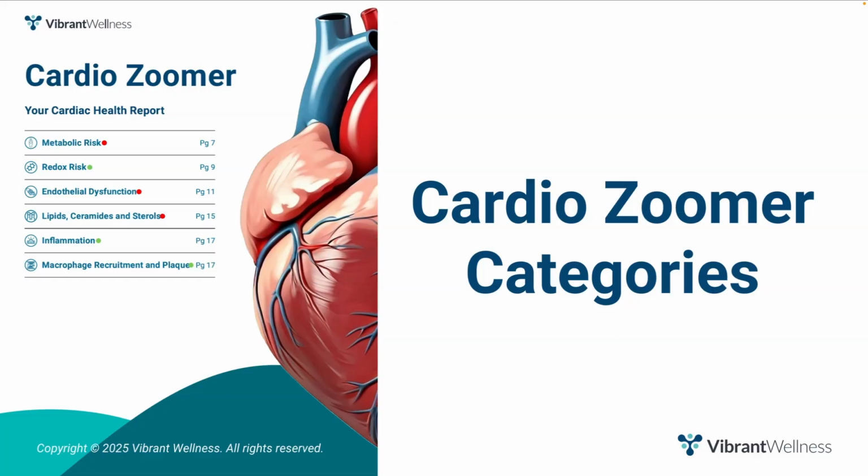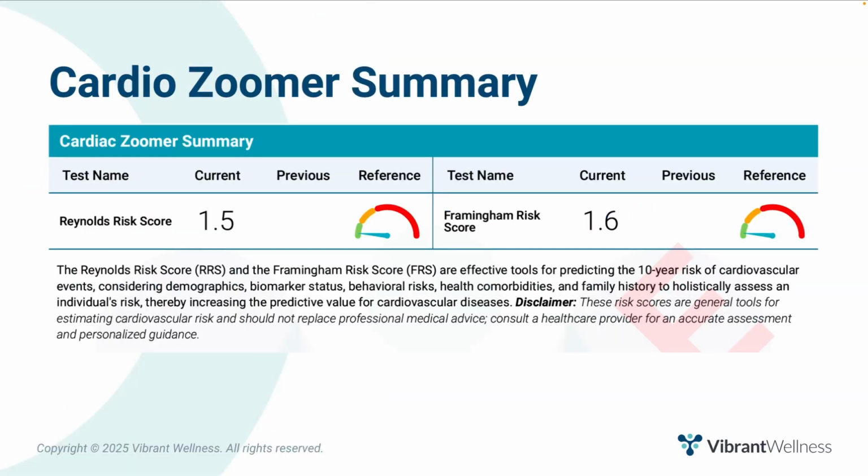The Cardio-Zoomer includes 6 categories listed on the table of contents: metabolic risk, redox risk, endothelial dysfunction, lipids, ceramides, and sterols, inflammation, and macrophage recruitment and plaque. However, the test begins with the Cardio-Zoomer summary, which includes 2 risk scores, the Reynolds risk score and the Framingham risk score. The Reynolds risk score and the Framingham risk score are effective tools for predicting the 10-year risk of cardiovascular events, considering demographics, biomarker status, behavior risks, health comorbidities, and family history to holistically assess an individual's risk, thereby increasing the predictive value for cardiovascular diseases.